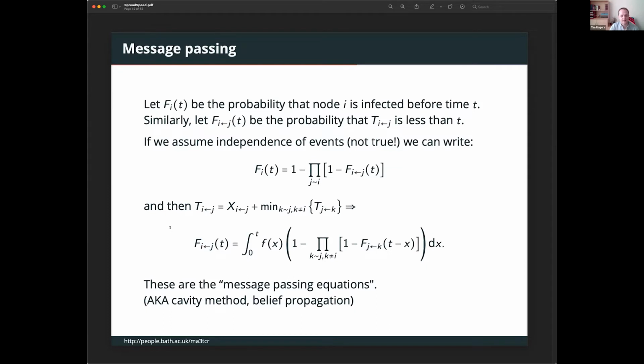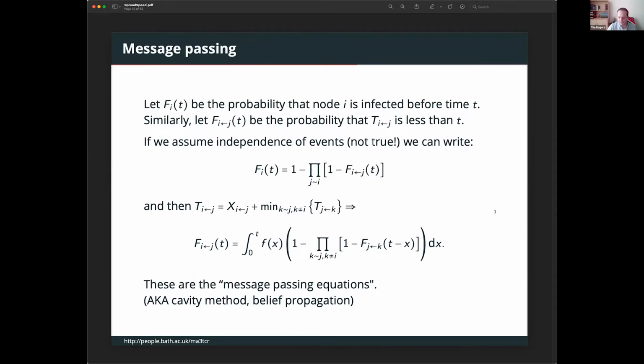So this now is a system of equations that relates functions that live on the edges of a graph, right? So I've got a large network, so I've got lots of edges, and on those edges I've got these functions, and they relate to each other according to this equation or this system of equations. So ideally, I now need to try and solve this system. So these, as I said, are called the message passing equations. In other literature, they're sometimes called the cavity method or belief propagation. So belief propagation comes from the idea that node j might have some information that it's transmitting to node i, and this equation is about how you integrate the information you get from different sources and then pass it on.